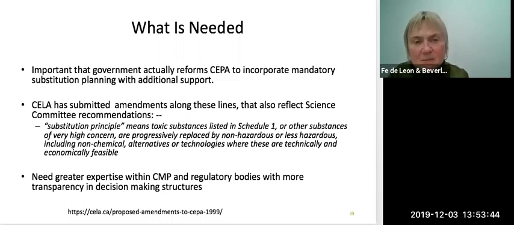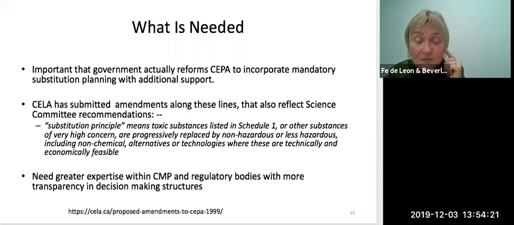Again, the substitution principle has been defined and is being pushed within the reform that's needed within SEPA. And finally, I would also say that we need much greater expertise within the chemicals management plan and Environment Canada and Health Canada and all the regulatory bodies, to move away from this risk management expertise to really understanding the kinds of guidance and information and new structures that are coming through to help us move to a much more informed substitution and transparent way forward within our chemicals management plan.